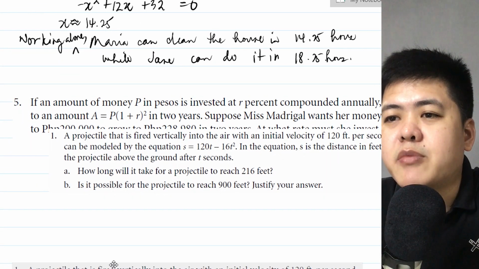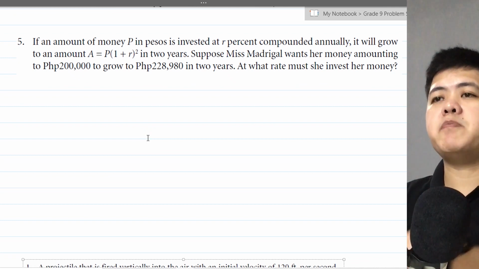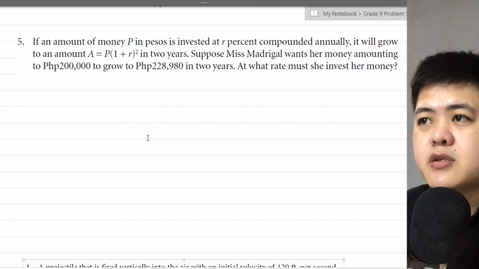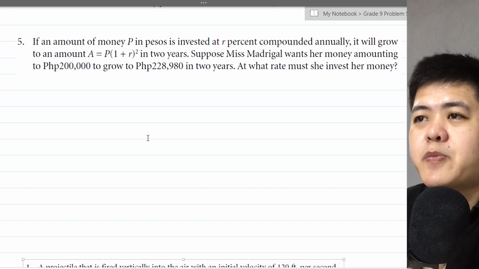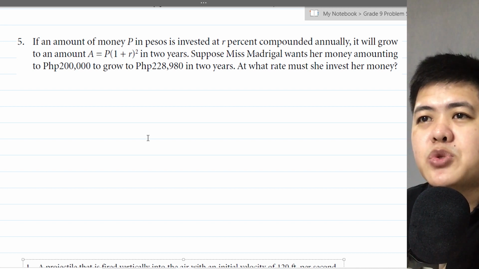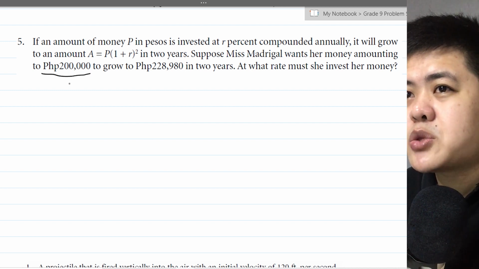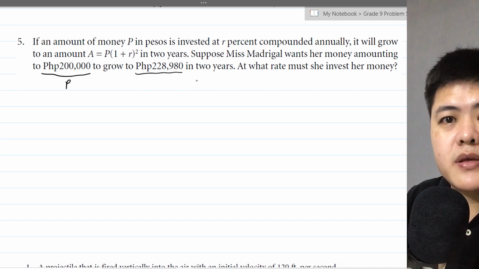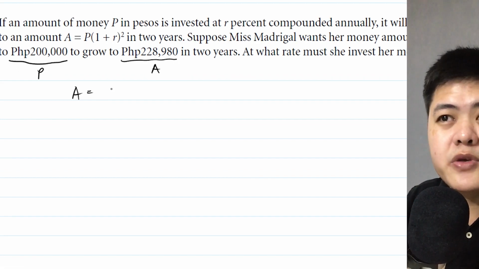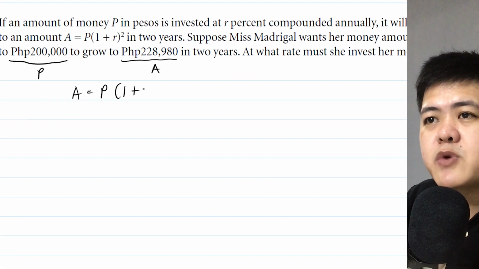Let's have number 5. If an amount of money, P in pesos, is invested at R% compounded annually, it will grow to an amount A, so we have a formula, A equals P times 1 plus R raised to 2 in 2 years. Suppose Miss Madrigal wants her money amounting to 200,000 to grow to 228,980 in 2 years. At what rate must she invest her money? This is the amount she invested, right? So this is P. And this one is the amount, so this is your A. Substitute to the formula. We have A equals P times 1 plus R squared.